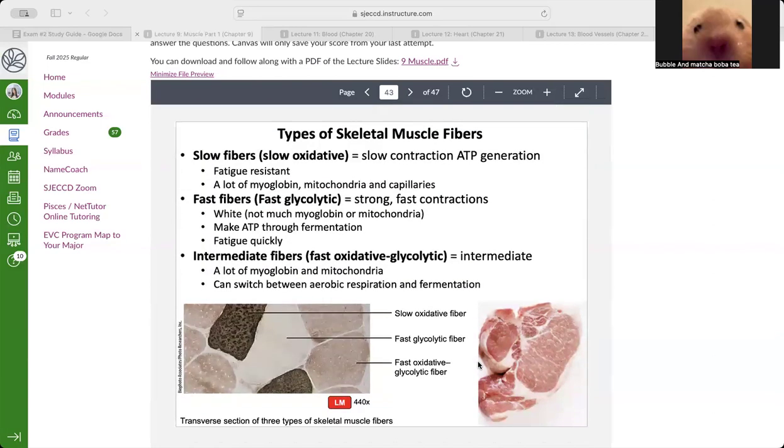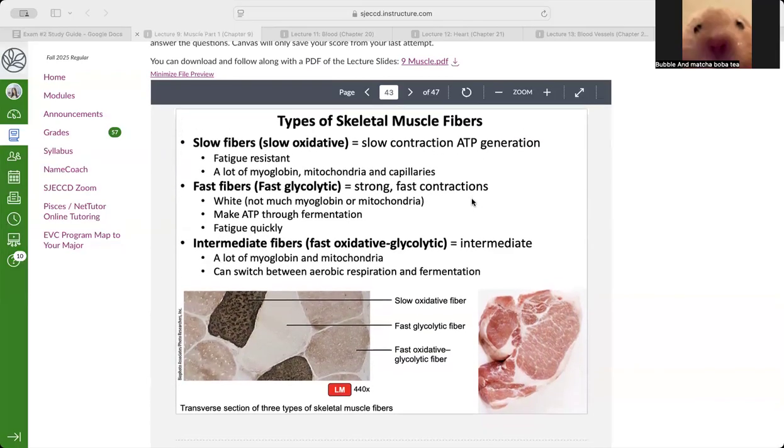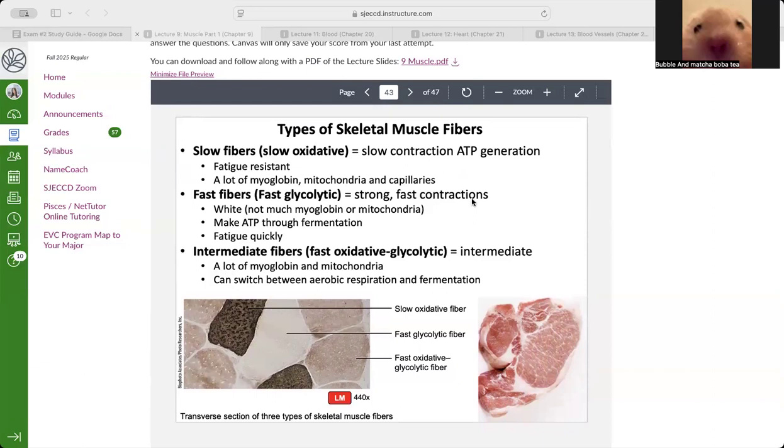Okay, so let's go through all the muscle fibers. There are slow fibers. Think of slow fibers as slow and steady. What do you use them for? Slow muscle fibers are used for long distance runners like marathon runners, and they are fatigue resistant. They can go for a long time before they run out of energy. They have slow contractions and a slow rate of ATP generation. Lots of myoglobin, lots of mitochondria. Why? Because they can go for a long time.